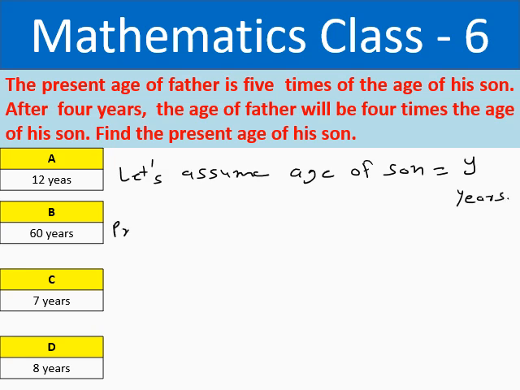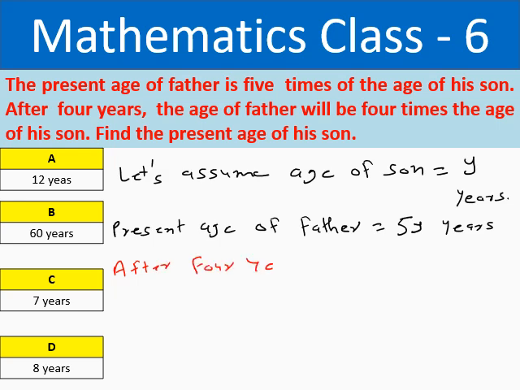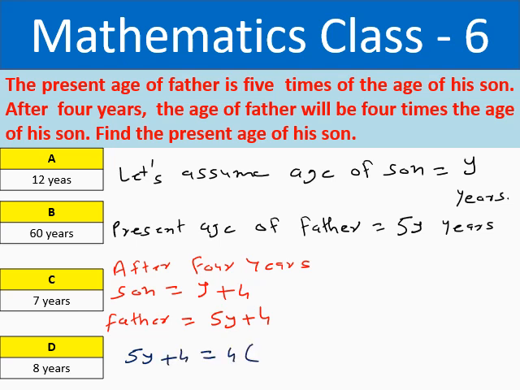So present age of father is equal to 5 times the age of his son, so it is 5y years. Now after 4 years, age of son will be y plus 4 and age of father will be 5y plus 4. Now after 4 years also the age of father becomes 4 times the age of his son.